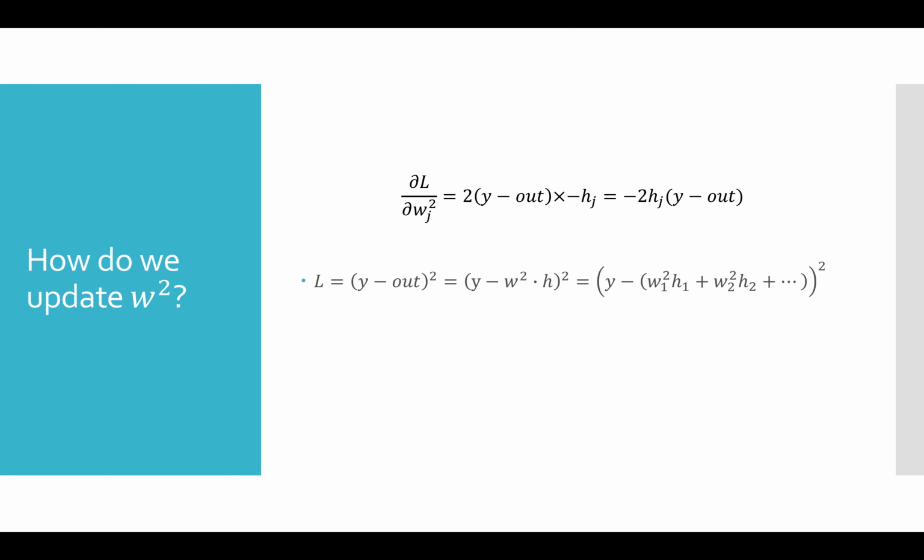And this generalizes to every Wj. Instead of H1, we now have Hj, and this is going to be our derivative for each one of those.